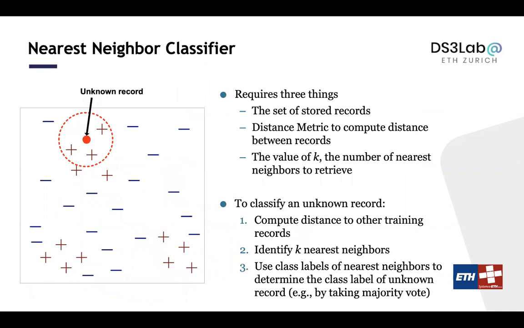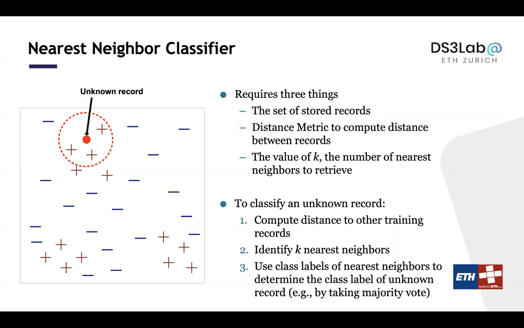If you think about how to define this type of classifier, you need three things. You need your training set, that is a set of stored records. You need a distance metric to compute the distance between different records. And you need another constant, which we call k. That is, I take the k nearest neighbors and then aggregate their labels as my prediction.